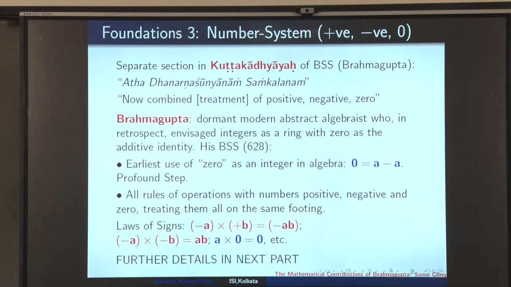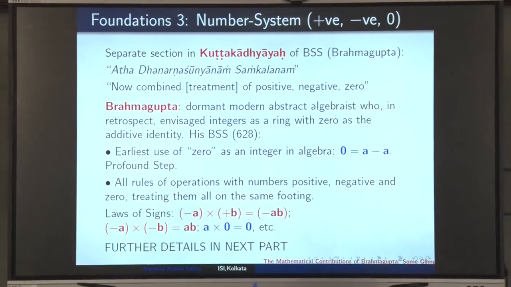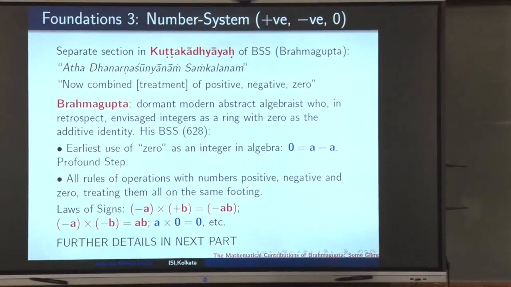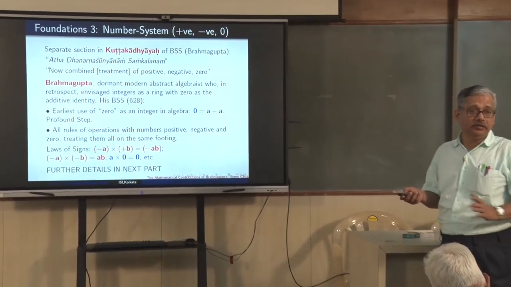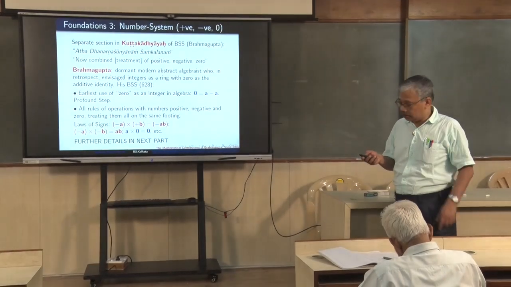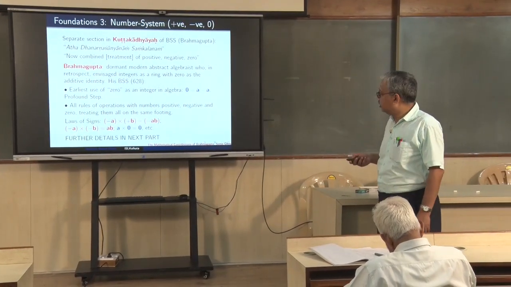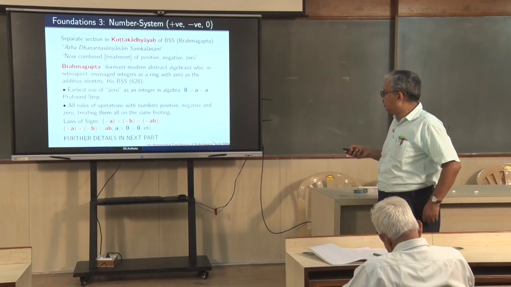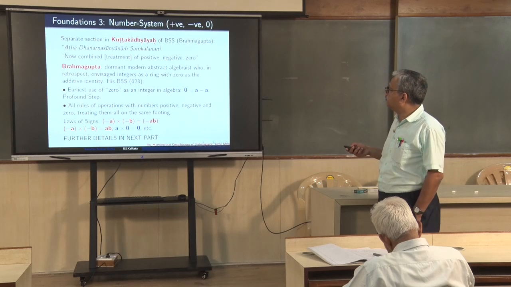Earliest use, because 0 as a place marker is very ancient, and that occurred in several civilizations. But what is unique to India and unique to Brahmagupta is the use of 0 as an integer in algebra. All rules of operations with numbers positive, negative and 0, treating them all on the same footing, like minus into plus is minus, minus into minus is plus, a into 0 is 0. What exactly Brahmagupta has said I will give in detail, because today there would not be time. Further details about negative numbers and 0 will be given in the next part.